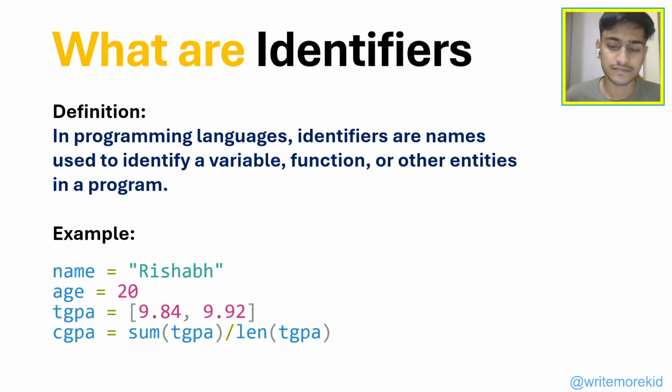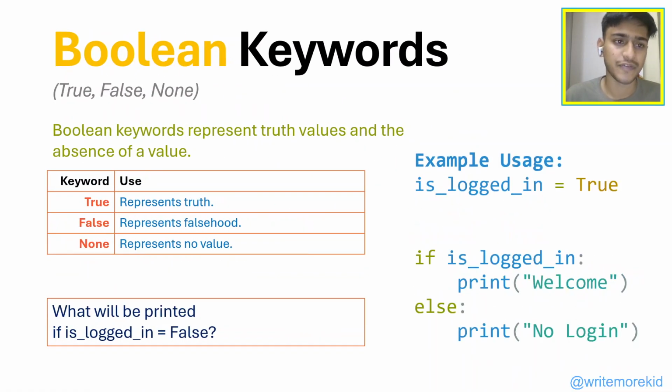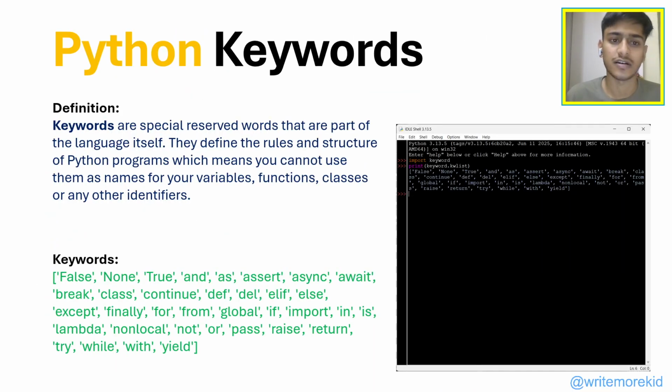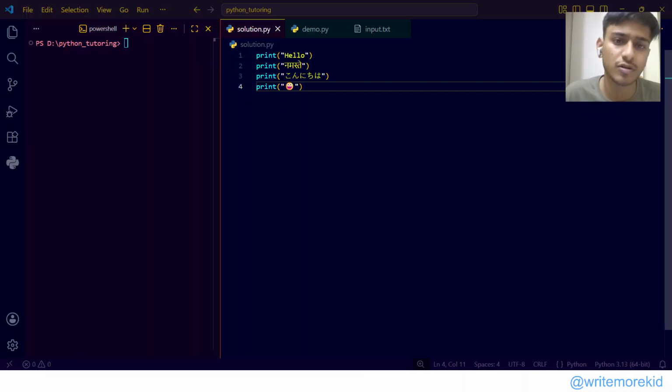Then we have identifiers, which we will talk about. But before that, we will practice a few examples for keywords. So I'll open my code editor. I need to set it up. Just give me some time.